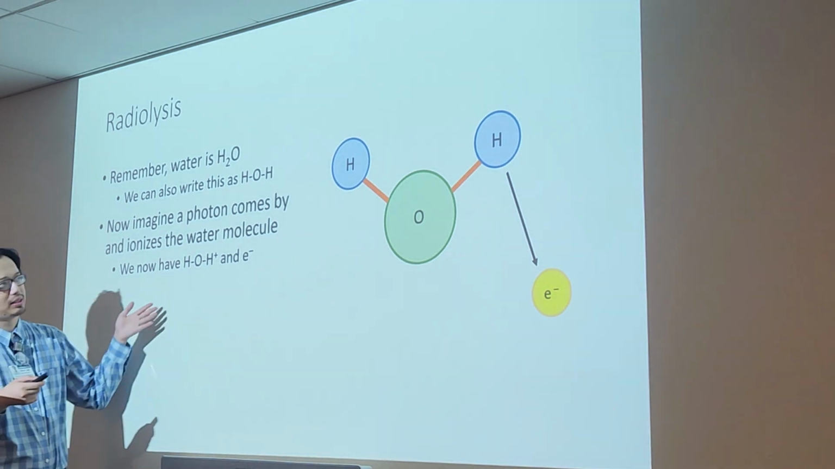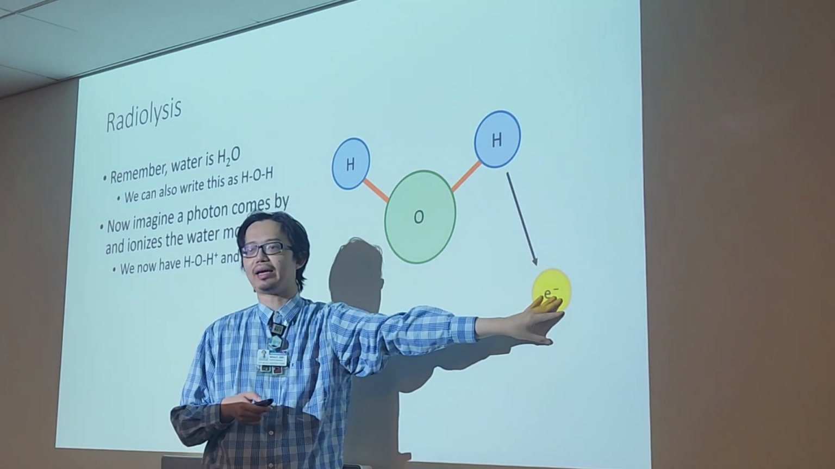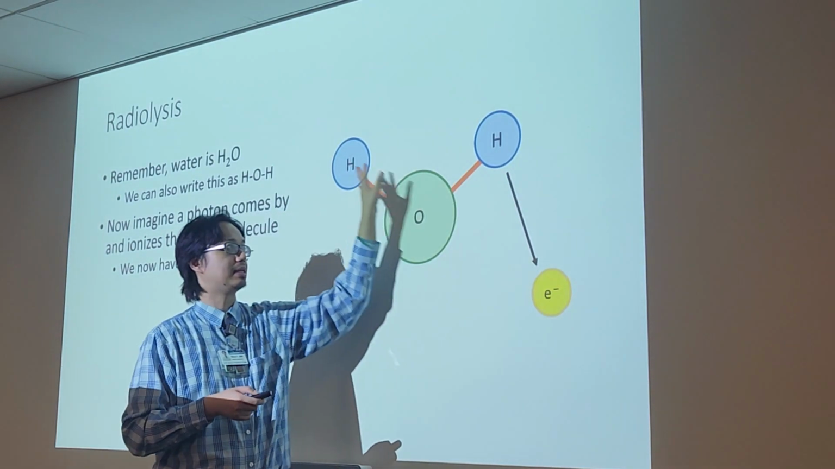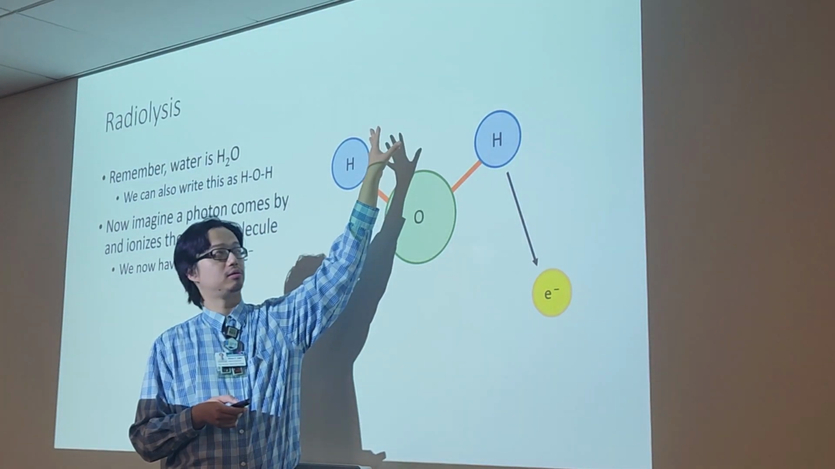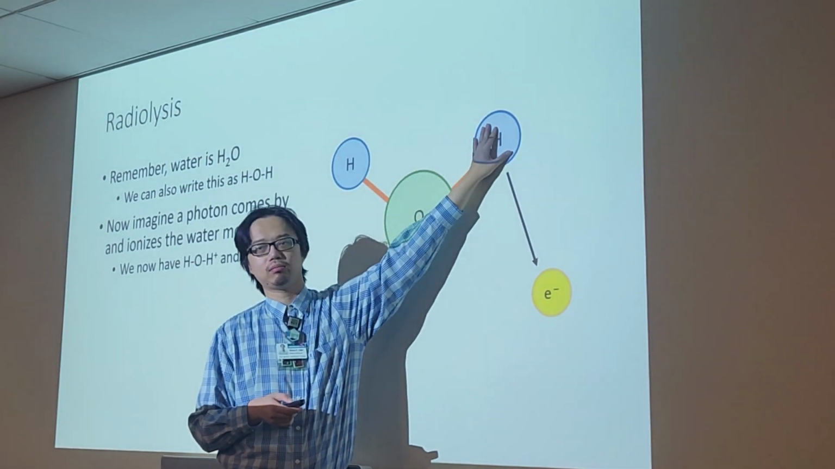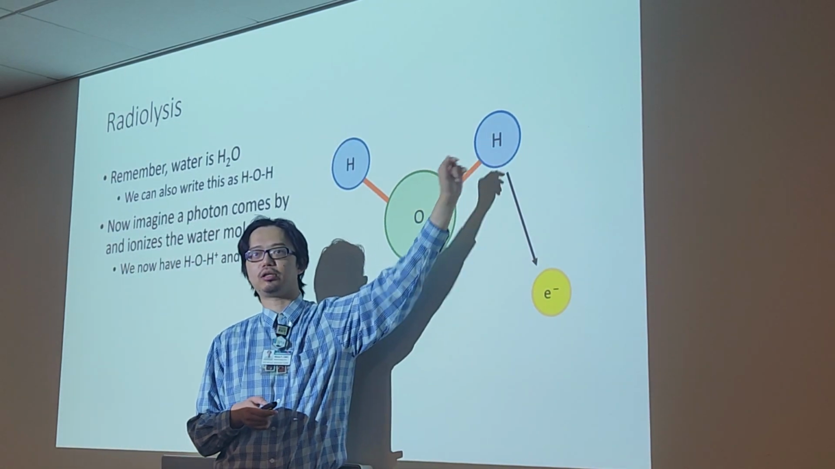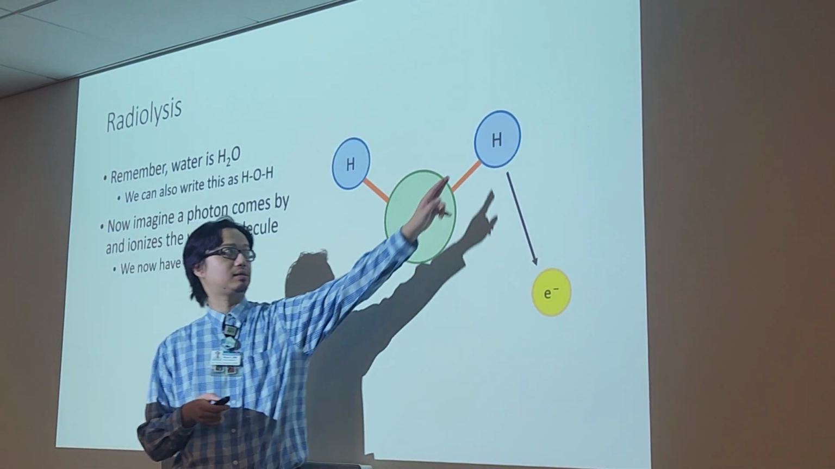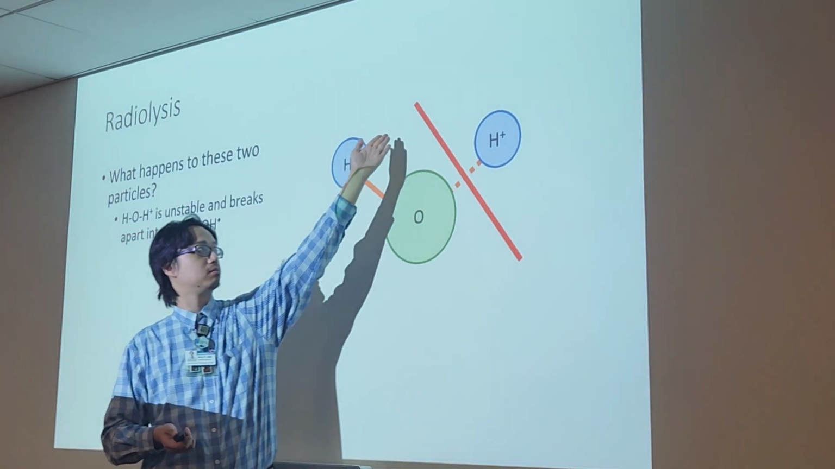So, X-ray comes in, ionization, right? Crashes into electron, electron comes flying out. So now this entire thing is missing an electron. This is still fine, but this hydrogen is missing an electron. So, because this is missing an electron, we end up with this break.